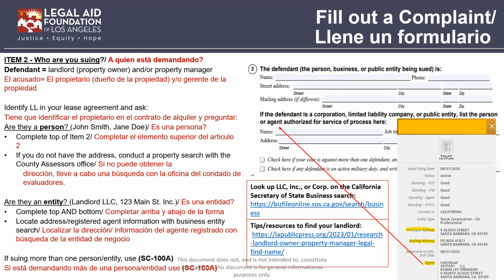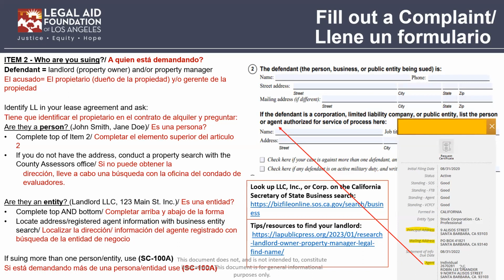Finding the landlord is the first thing you need to do. The best place to look to find the landlord is your lease agreement. So way back on one of the first slides, I said the lease agreement should identify the parties, including who is the landlord. So look to your lease agreement and see what name is listed. And then once you locate the name of the landlord, you're going to ask yourself a question. You're going to ask, okay, is this the name of a person or is this the name of an entity?